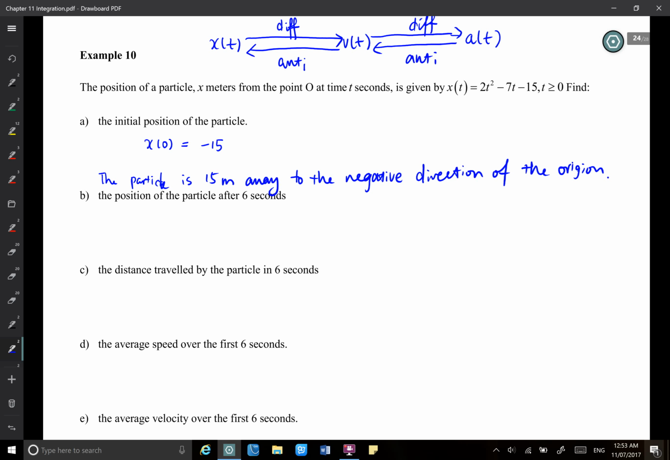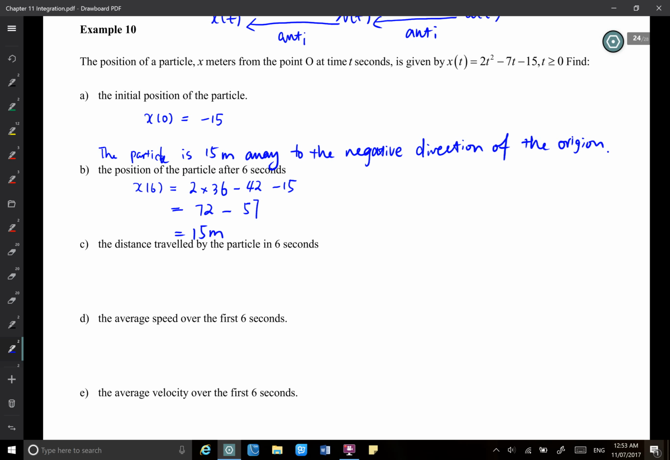Okay, next one. The position of the particle after 6 seconds. So I want to find x6. 2 times 36 minus 42 minus 15. That's a 72 minus 57. That is 15 meters. You can say the particle is 15 meters away to the positive direction of the origin.